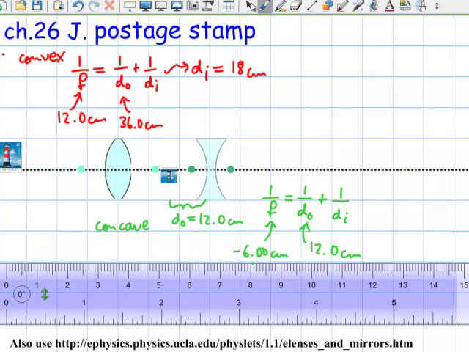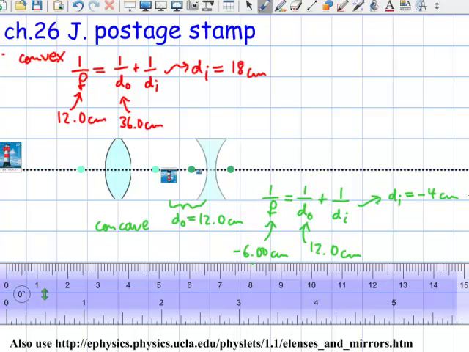So I end up with this one here being yet another size 3 times smaller, and it should be sitting about there. That should be the final image. The DI came out to negative 4 centimeters, and of course a concave lens is producing a virtual image anyway.